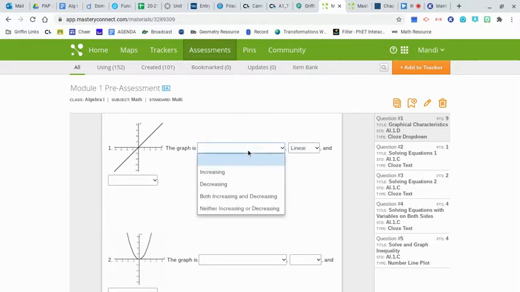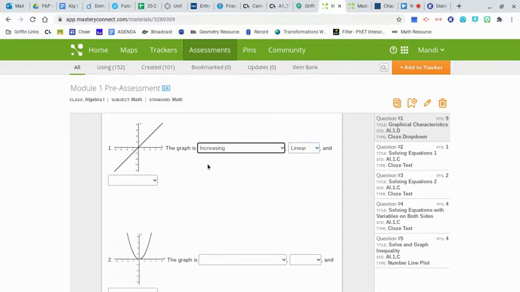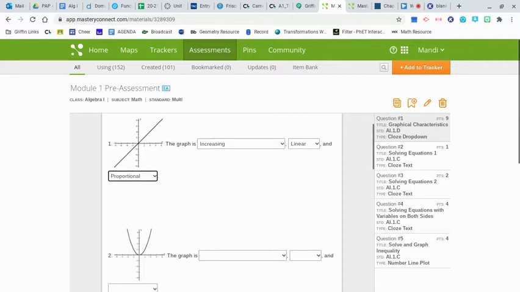Whenever we are reading a graph, we have to go from the left to the right. Going from the left to the right, it's going up, which means it is increasing. It's linear. And since it is linear and it goes through the origin, that means it is proportional. Don't forget, in order to be proportional, 2 things must happen: it has to have a constant rate of change, and it must go through or start at the origin.